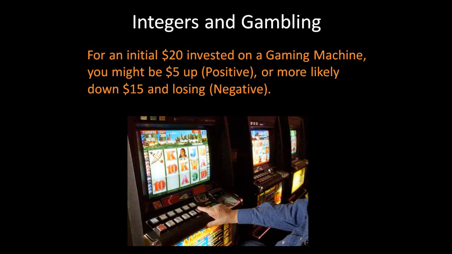When people gamble, they might start off with some money in a gaming machine, but then they start losing it in a negative direction. Or maybe they get lucky and win more money than they actually put in and get a positive result or a win.